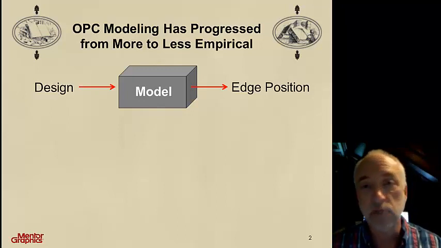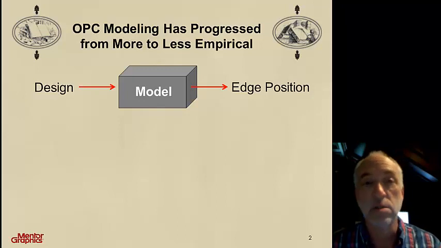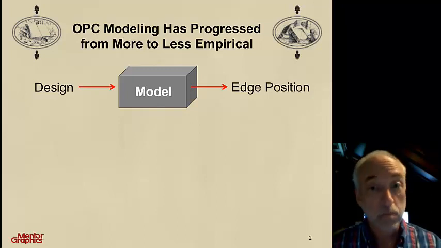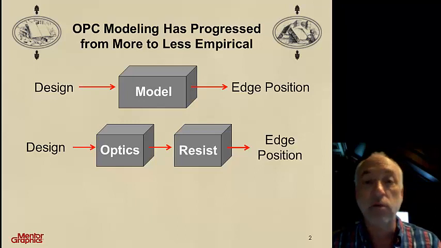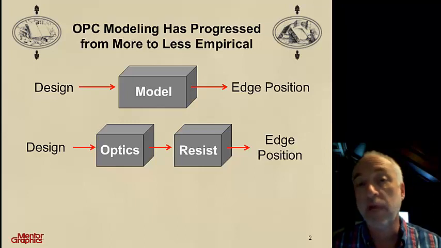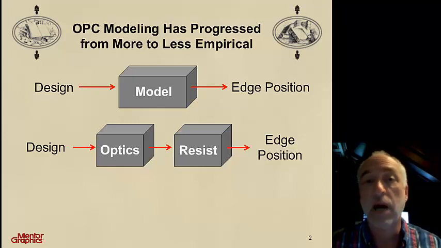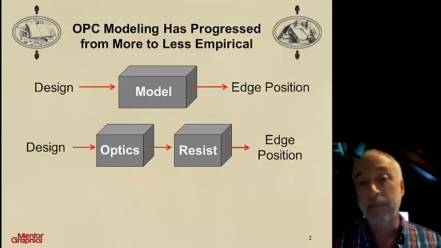Especially in the early days, it was quite empirical in its nature, and it was calibrated based on lots and lots of measurements of edge positions for test patterns. But over time, this black box model has become less empirical, and one way it's done that is by separating out various physical effects. For example, the optics, the projection of an image of a mask into a photoresist, is a well-known physical phenomenon, and people have developed fast ways of modeling this. So we can separate out the optical model from the resist model.